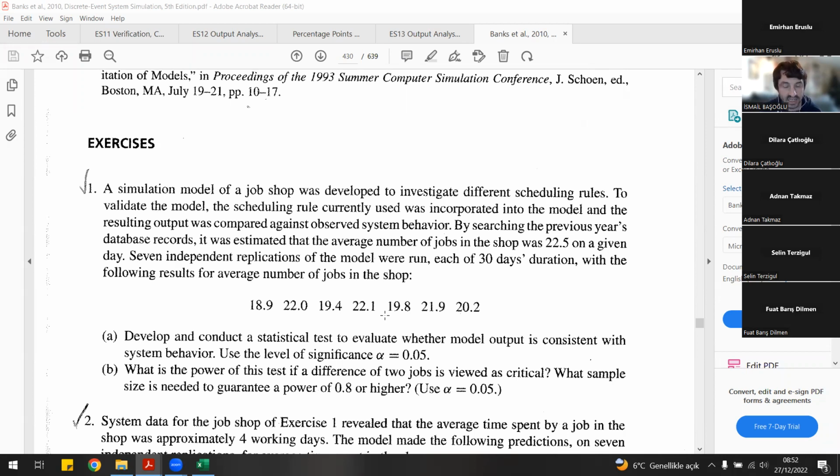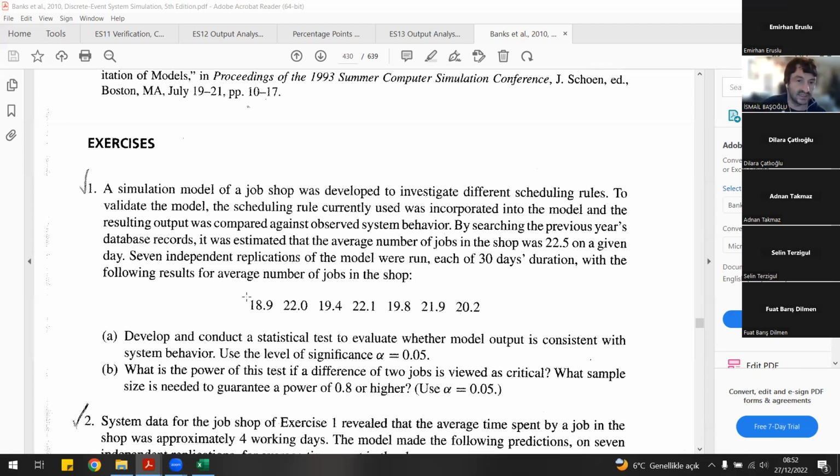Now, the question is asking us this: is there any statistical proof to say that these values are inconsistent with the real system result collected from the last year? Because we have not changed anything. We have not applied any new policy in this simulation model. We are basically trying to imitate the behavior of the original system from the last year.